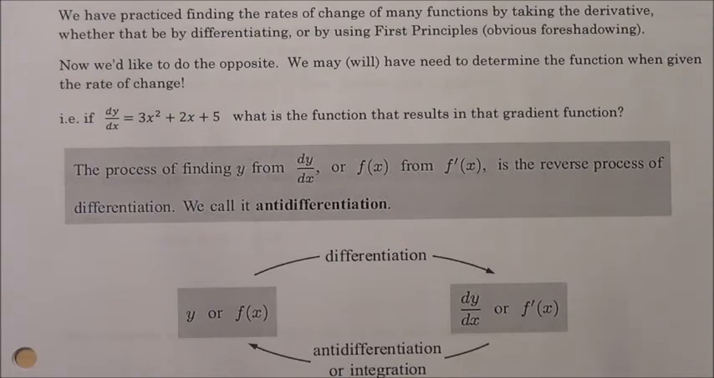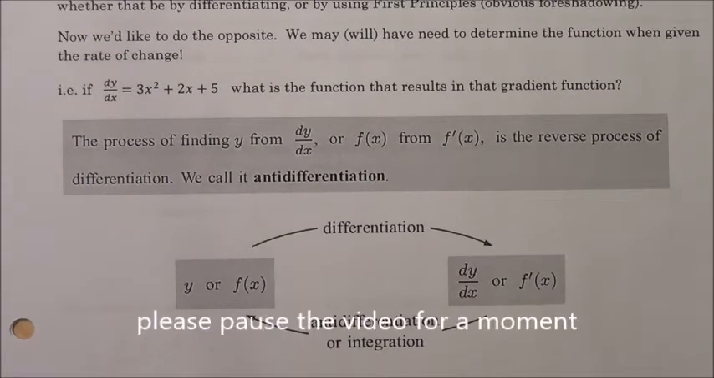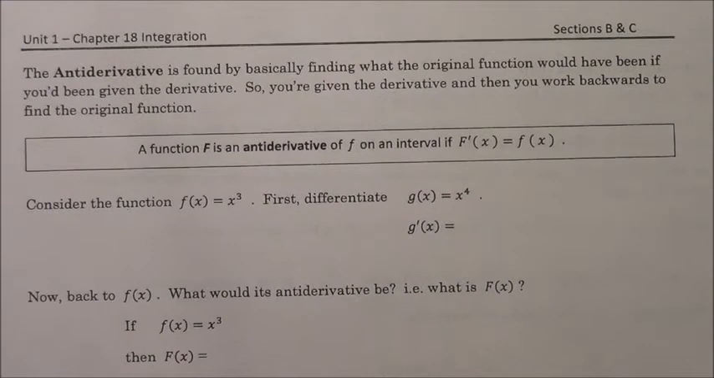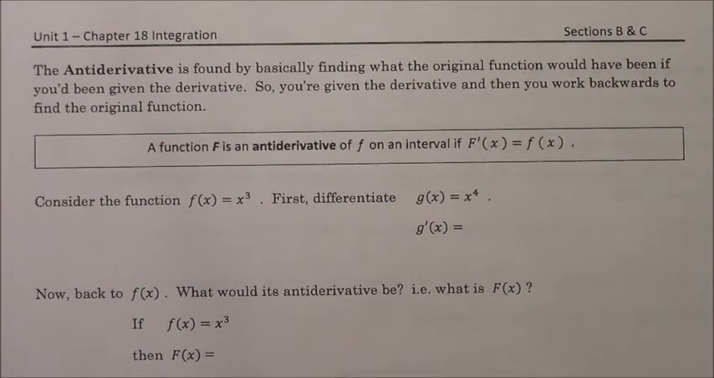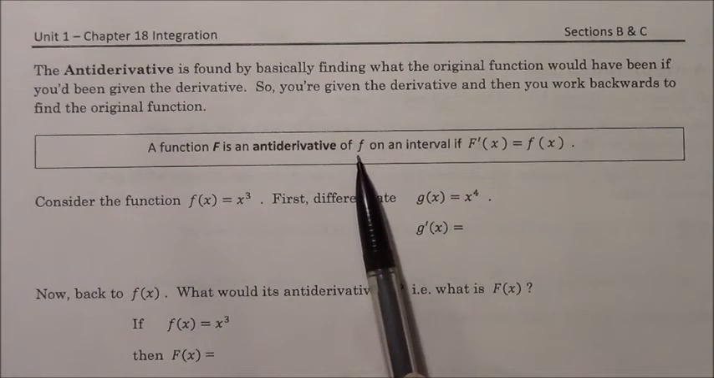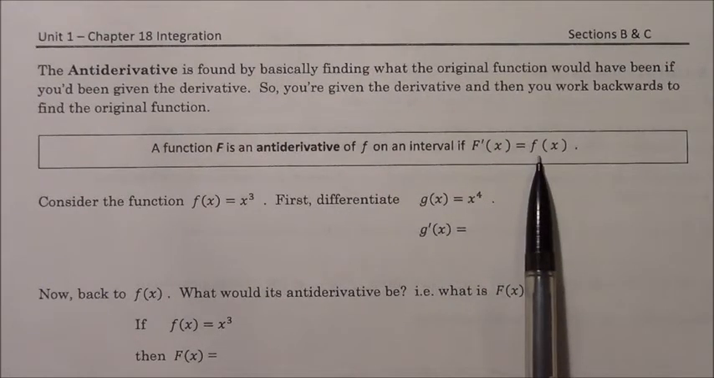Okay, so just as this graphic shows us right there. Okay, so just have a quick read through that. So the antiderivative is basically finding what the original function would have been if you've been given the derivative to start with. So you get the derivative, you work backwards to find the antiderivative, or the original function. Okay, so if this capital F is the antiderivative of f, then the derivative of this capital F is actually just the given function itself.